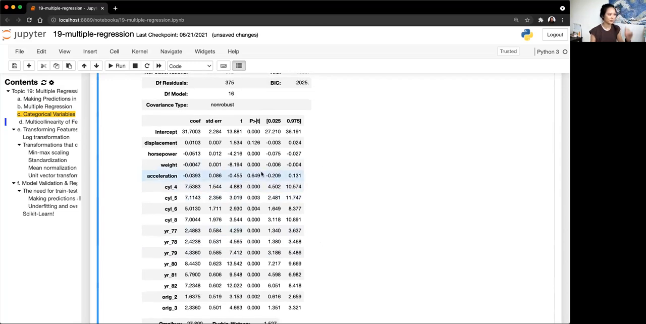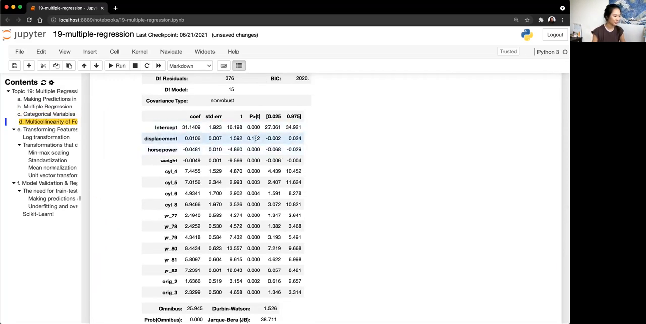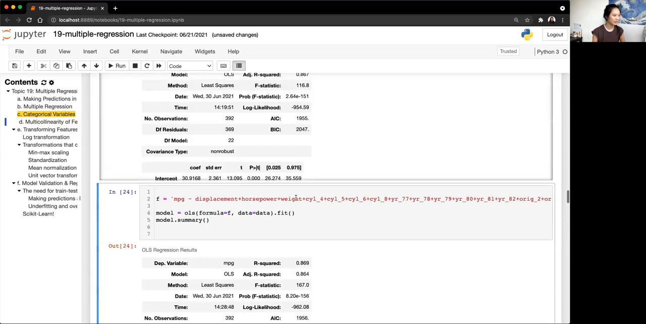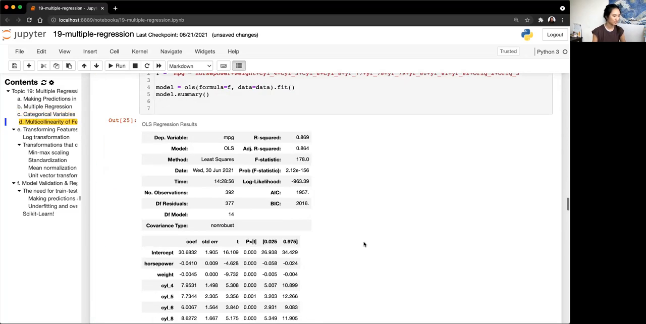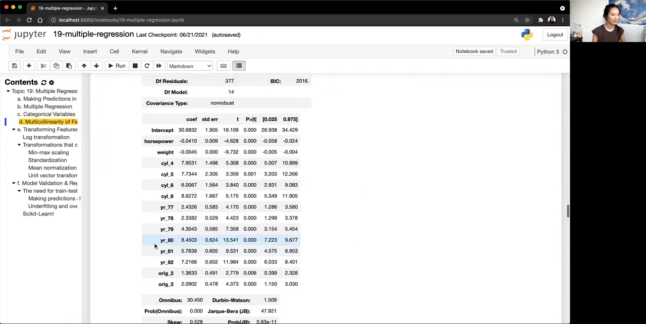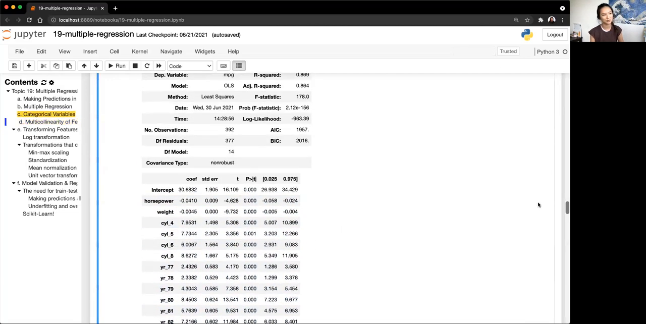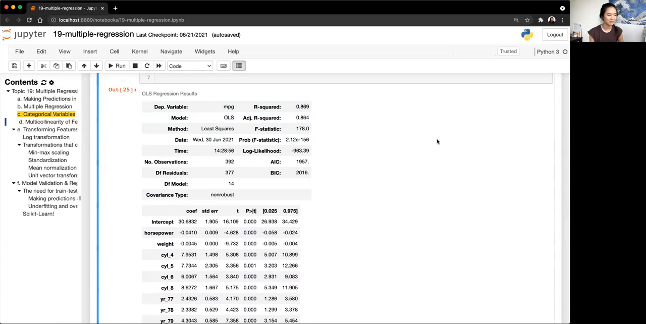So yeah, you would do this iteratively. Based on this, I'll probably think about dropping acceleration. Actually, let's try that. Let's drop acceleration. You can see without acceleration, it looks like displacement is up now. All right, let's get rid of displacement. And like that, everything becomes significant again. And so now I know that in our model, I only need to use this data to predict miles per gallon, and it still has a fairly okay R-squared compared to where we started.